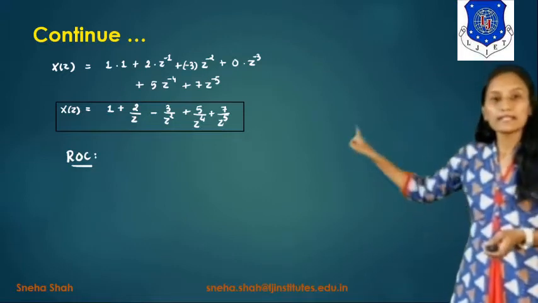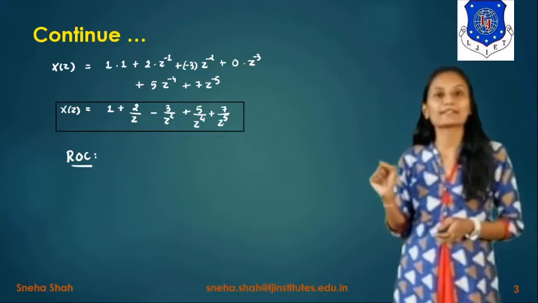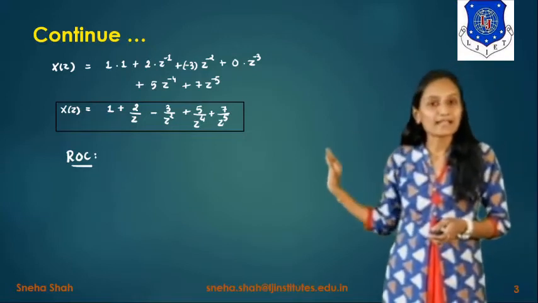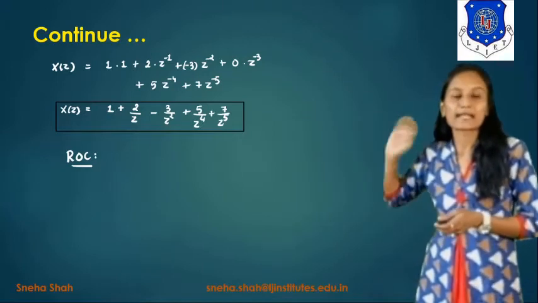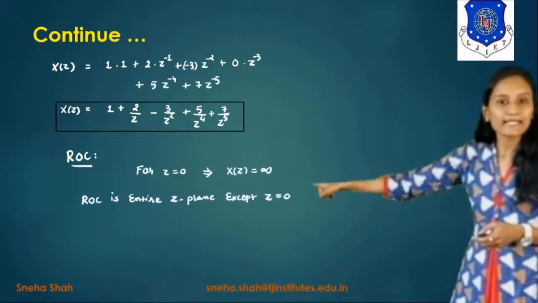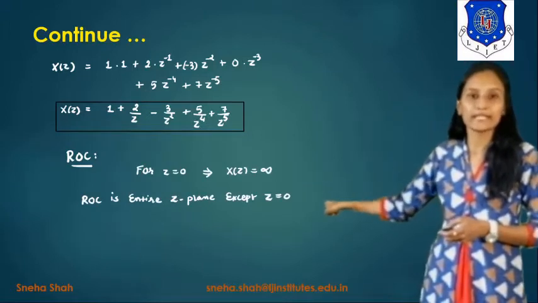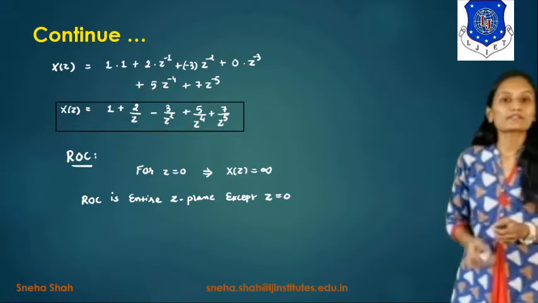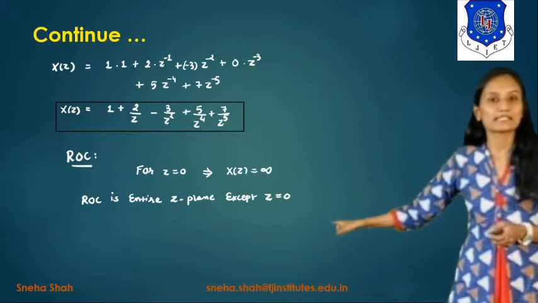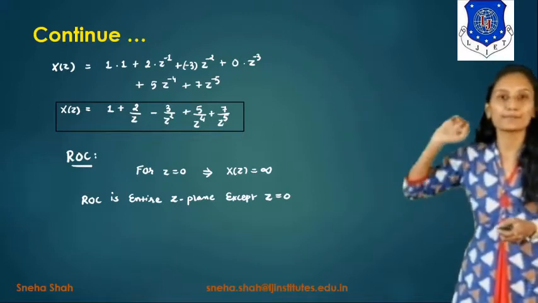Okay. So in this equation, if I put Z equals 0, then it will give an infinite answer. Right? Except Z equals 0, all the other terms give some finite number. So only when I put Z equals 0 does it give X of Z equals infinite. So what will be the ROC? ROC is the entire Z plane except Z equals 0. We will not include Z equals 0 in this portion.